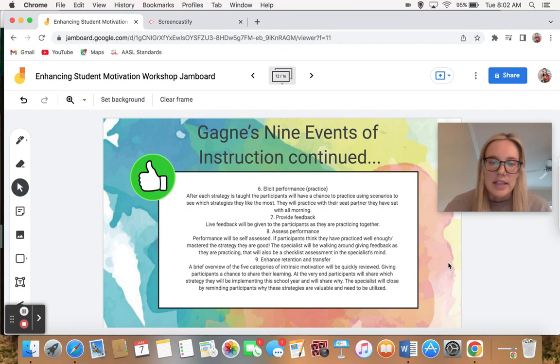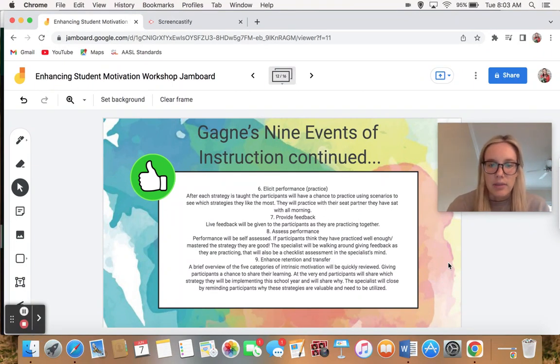Number 8, we're going to assess the performance. Performance will be self-assessed. If participants think that they have practiced well enough and mastered the strategy, they're good. The specialist is going to be walking around giving feedback as they're practicing, so she'll have a checklist going in her mind of what needs to be worked on and what's good.